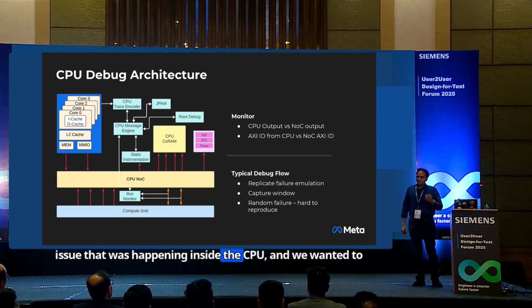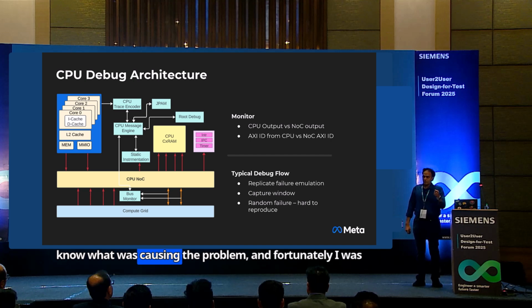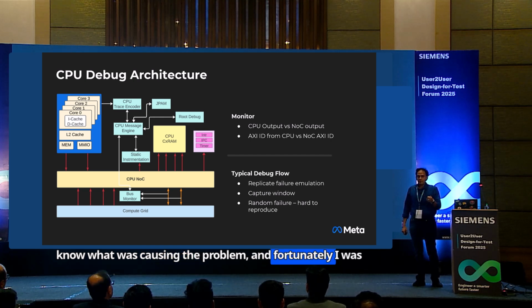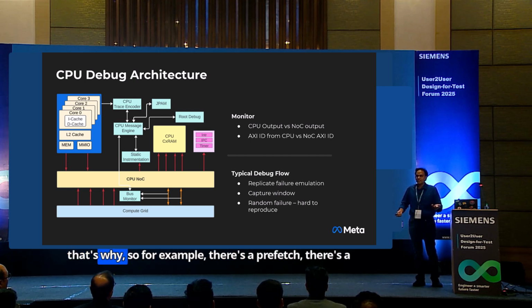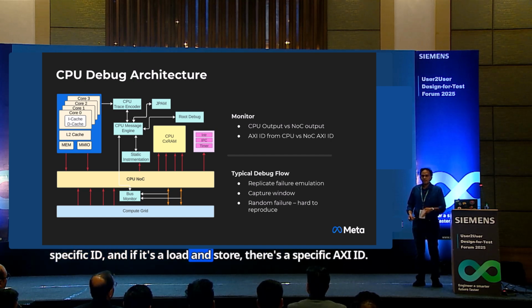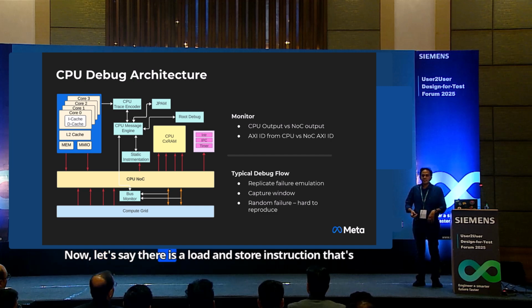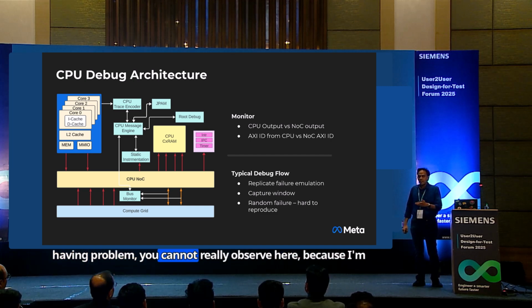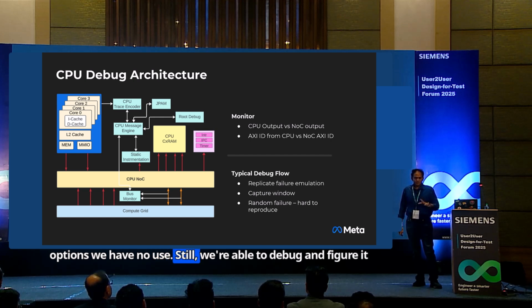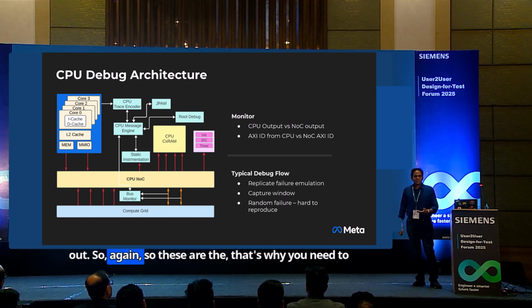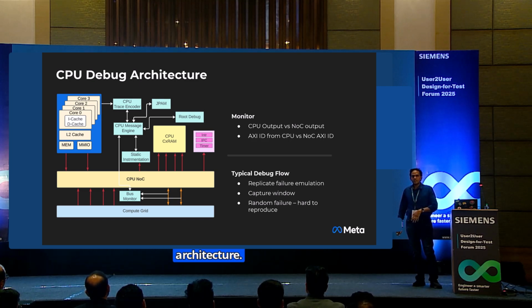So there was one issue that was happening inside the CPU, and we wanted to know what was causing the problem. Unfortunately, I was observing on the outside of the NoC, so the IDs were not clear. For example, a prefetch has a specific ID, and a load and store is a specific AXI ID. Now let's say there is a load and store instruction that's having a problem, you cannot really observe it here, because I'm observing at the output of the NoC, where the ID is absolutely of no use. Still, we were able to debug and figure it out. So again, that's why you need to understand the functionality well to build a better debug architecture.